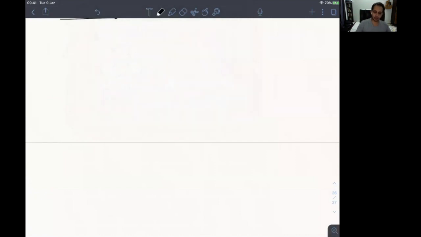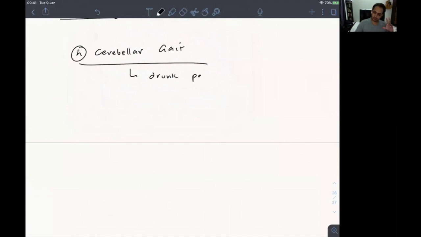Now I want to talk about your cerebellar gait. So the way that they describe cerebellar gait is a drunk person gait. Now think about what the cerebellum does. The cerebellum is involved in correcting errors, one, and it is involved in connecting your individual movements to each other to make it into a smooth flow. So supposing there is a cerebellar problem, you will have dyssynergia.